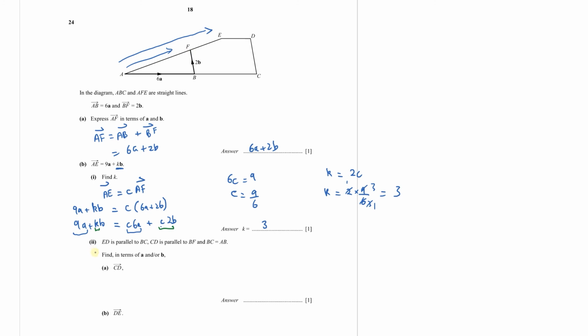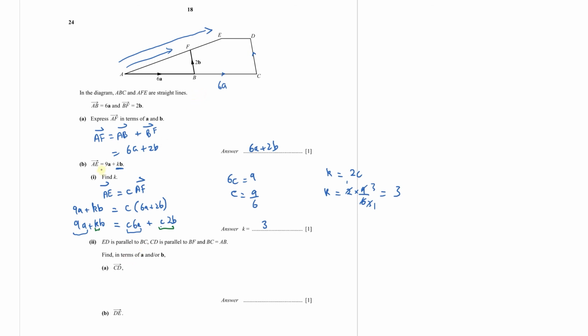The next part: ED is parallel to BC. So ED is parallel to this line, and CD is parallel to BF, and BC equals AB. So that means this is another 6a. Find in terms of a and or b, CD. So we have to find this vector CD.